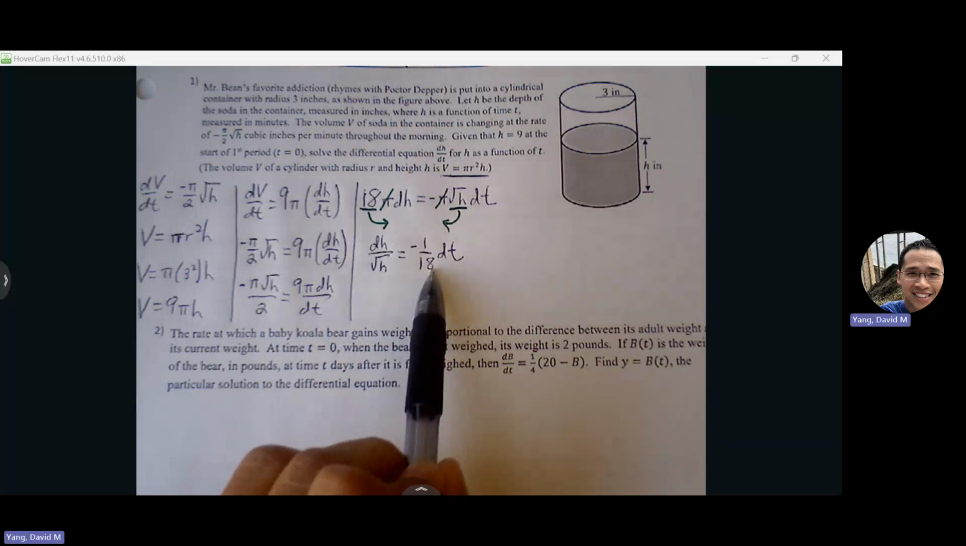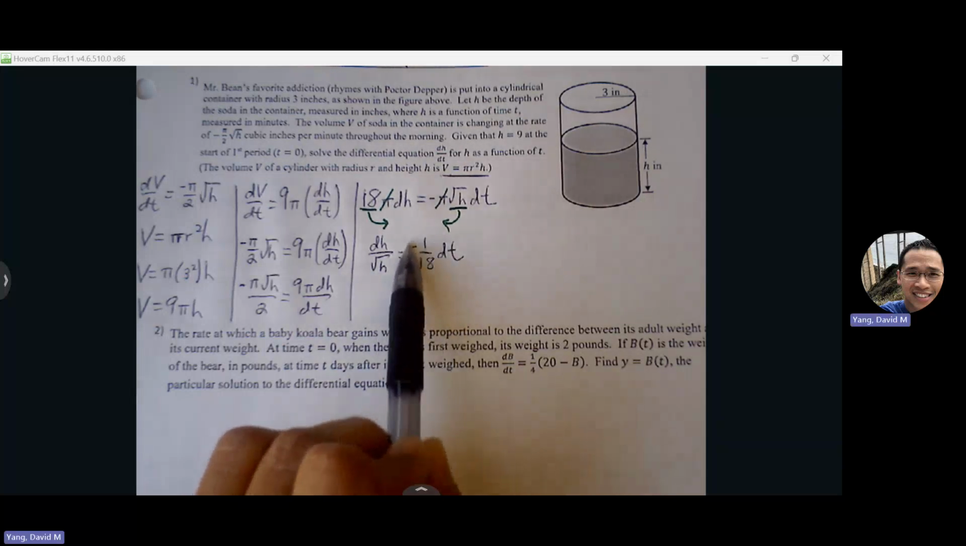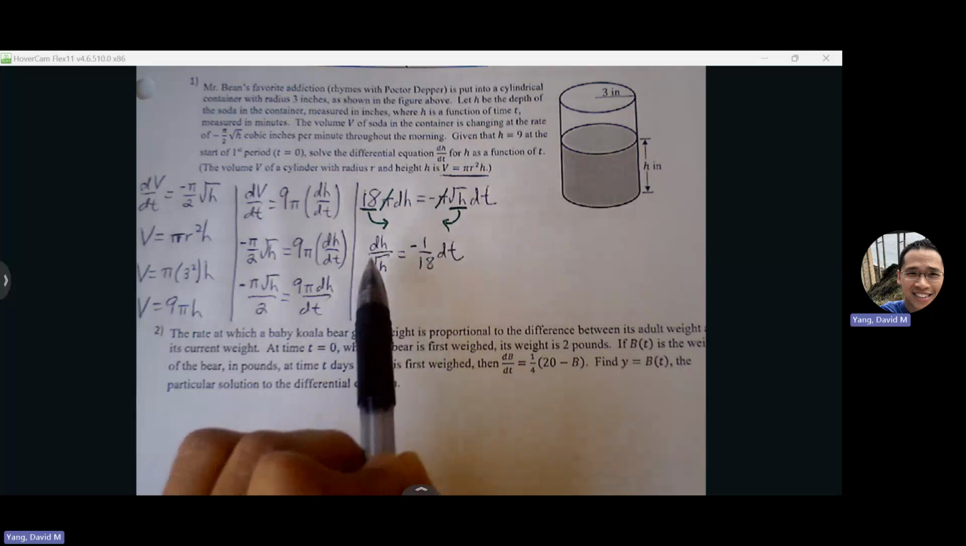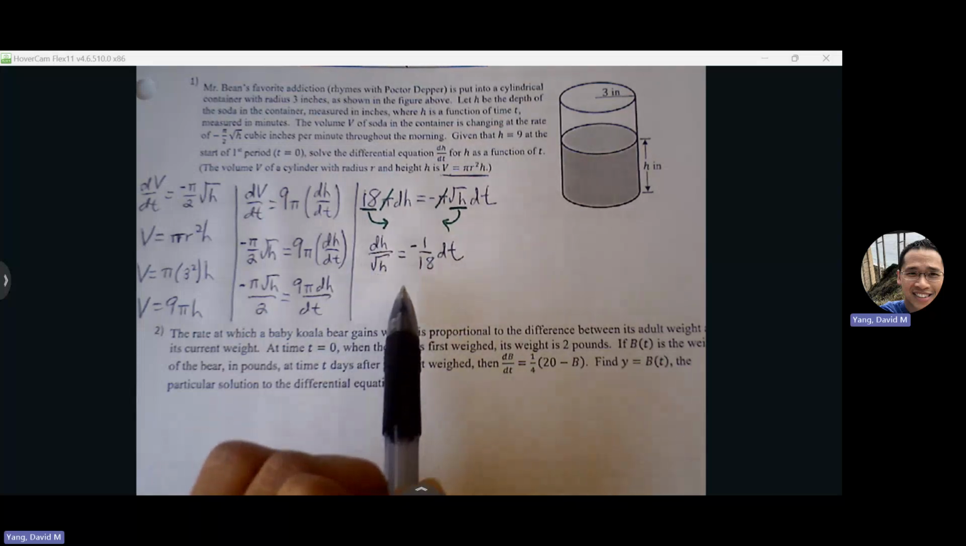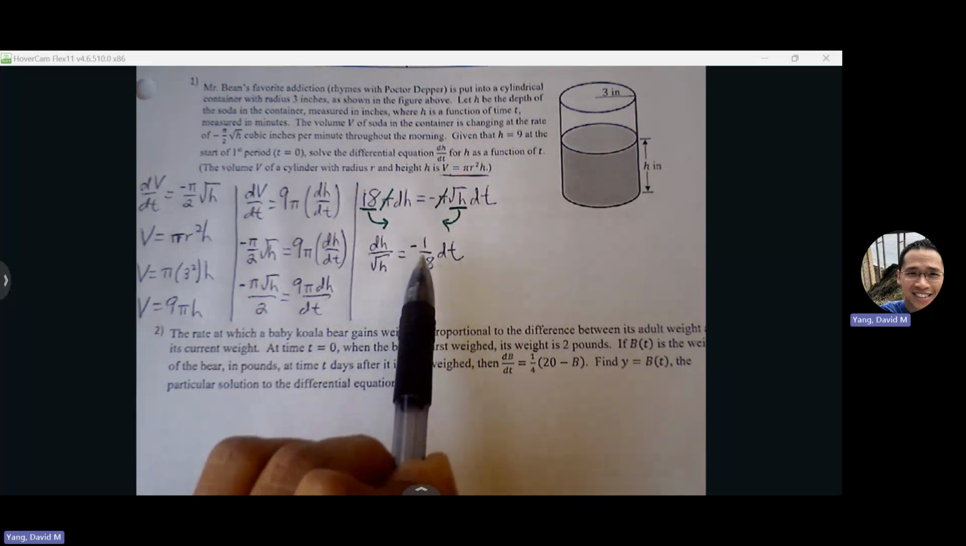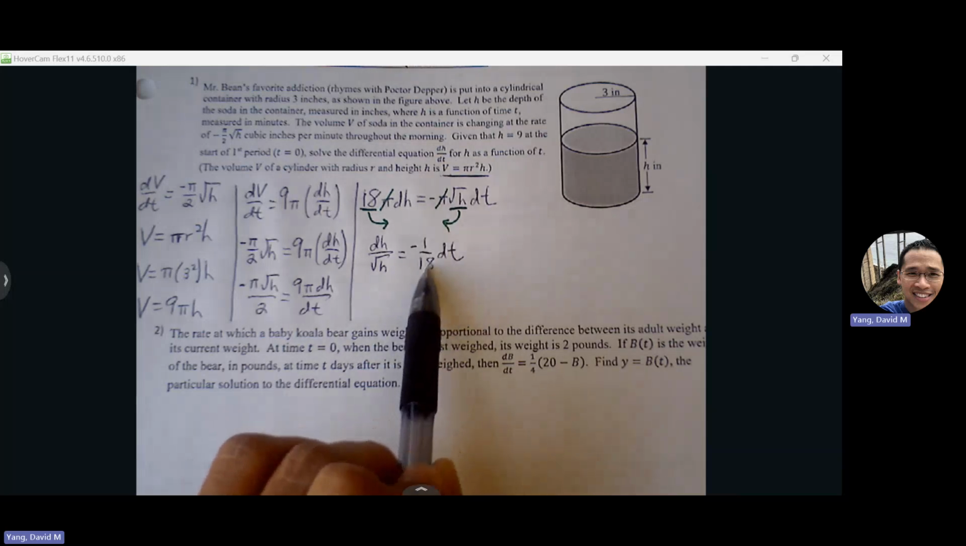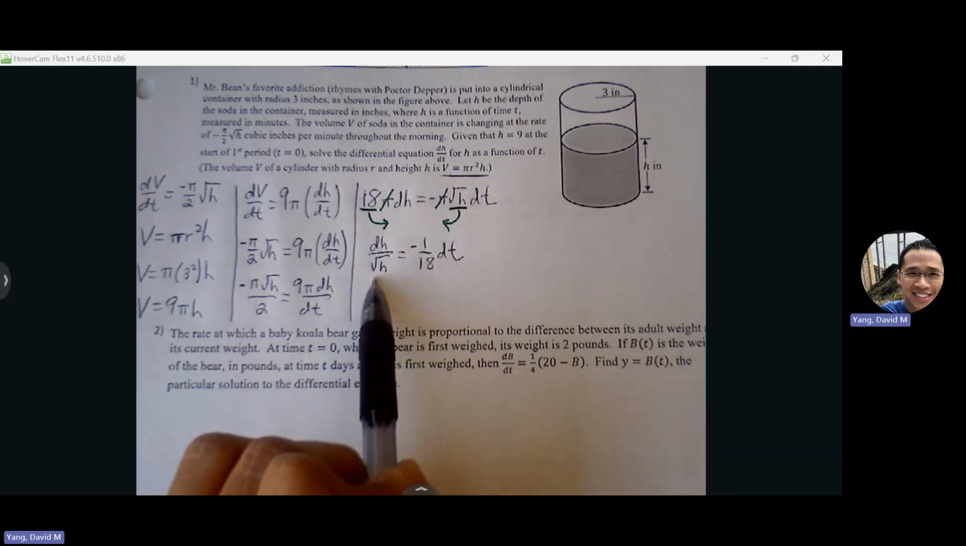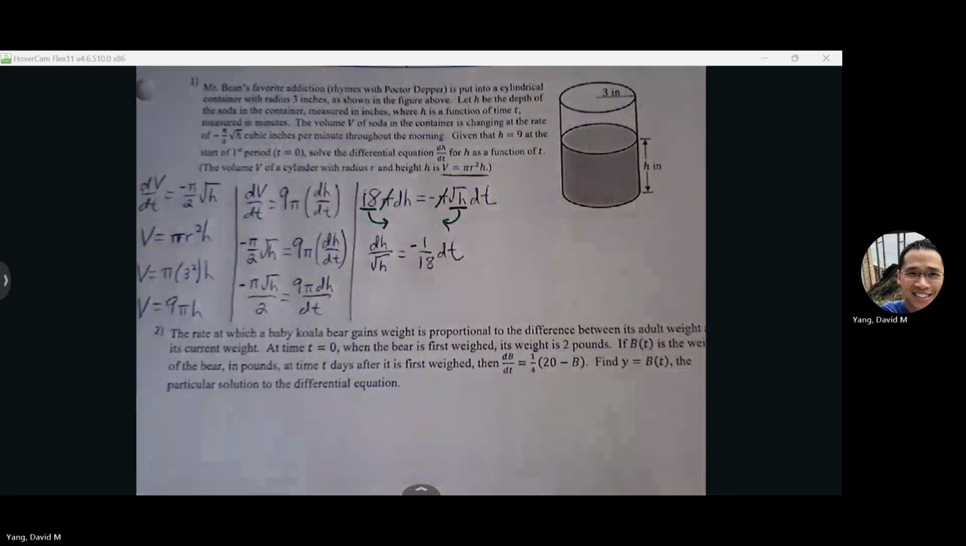So we have full separation of variables. Remember, the right side is in terms of time, t. The left side is in terms of h. So we can do power rule on the right side for sure. What rule do we use on the left side?